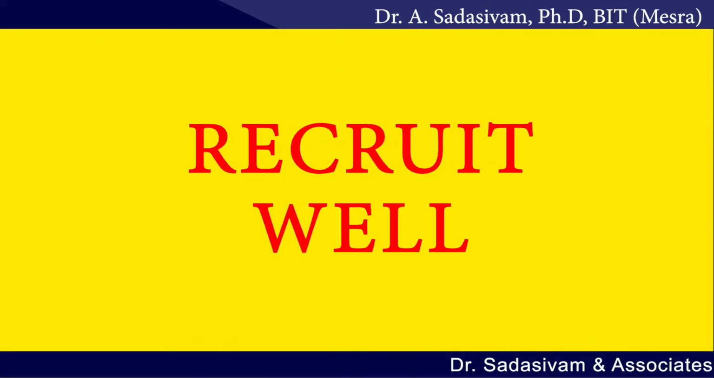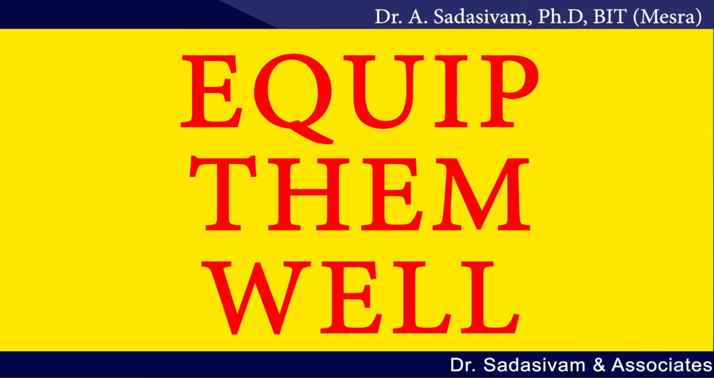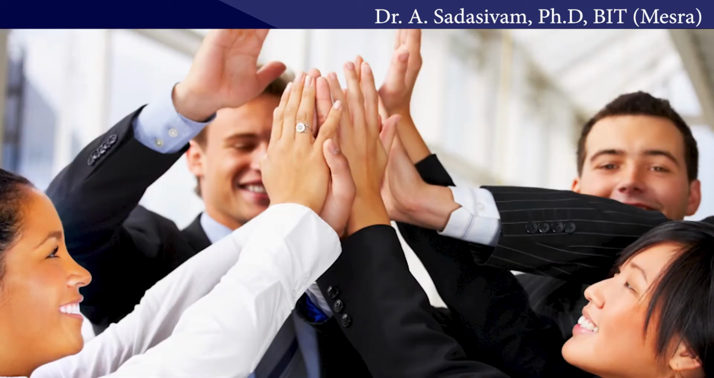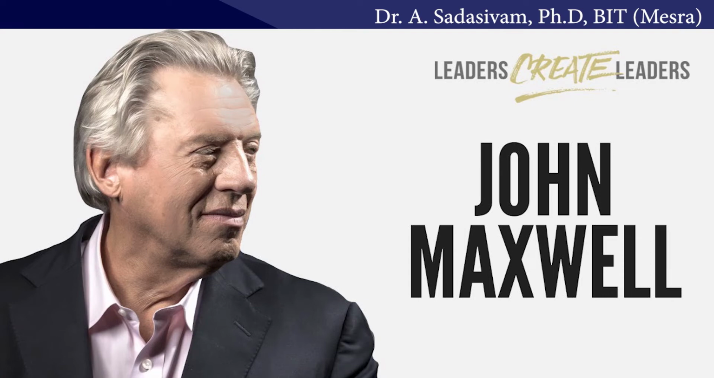So if you recruit well, if you position well, and if you equip them well, that's the first step towards a successful organization. Now, how do you do that? There are lots and lots of theories, lots and lots of concepts. But for now, I would like to enumerate this 5-step process as explained by John Maxwell. I will customize it to India. So he talks about 5 steps.